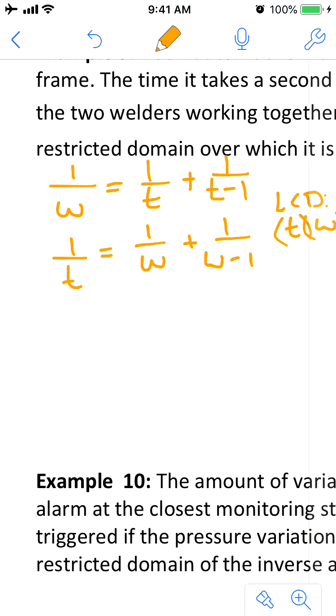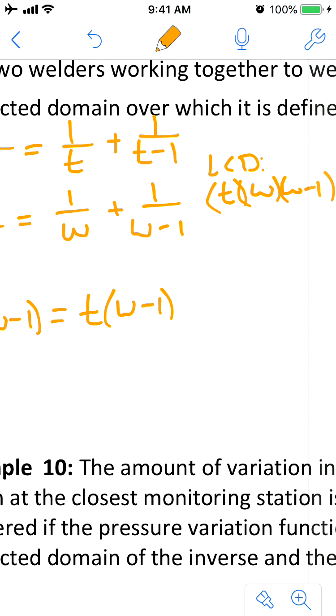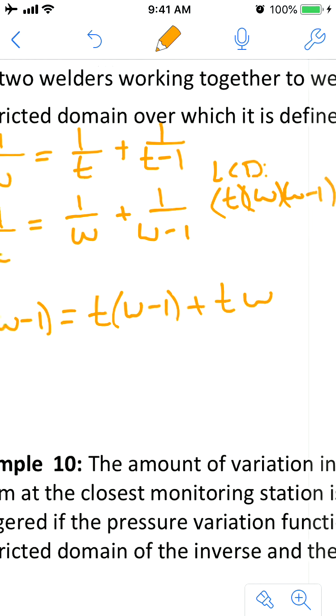Cool. What's missing from the first one? W and w minus 1. What's missing from the second one? T and w minus 1. What's missing from the third one? T and w. Okay, I'm done.